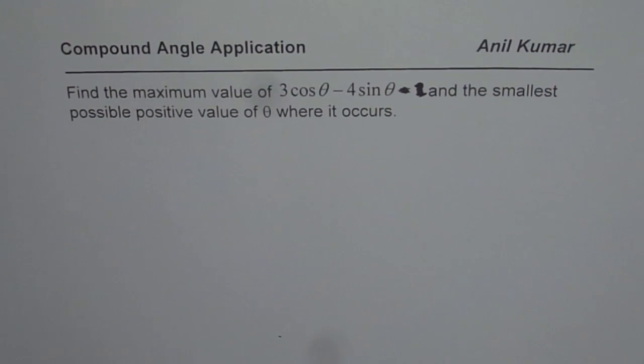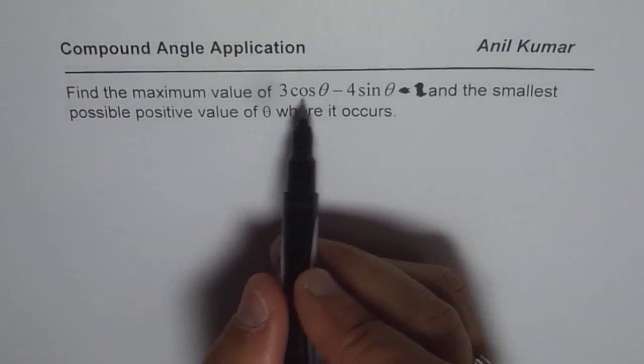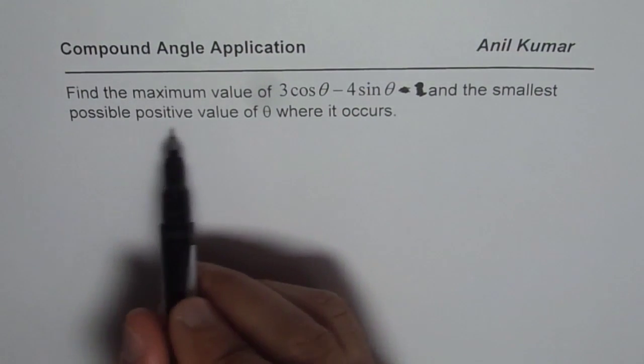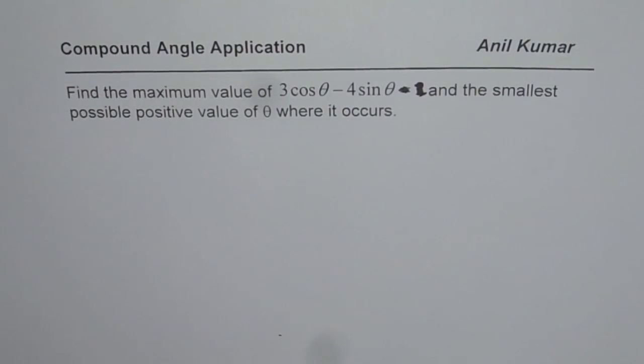I'm Anil Kumar, and in this video we will see how to apply the knowledge of wave function to solve our question. The question here is: find the maximum value of 3 cosine theta minus 4 sine theta, and the smallest possible positive value of theta where it occurs.